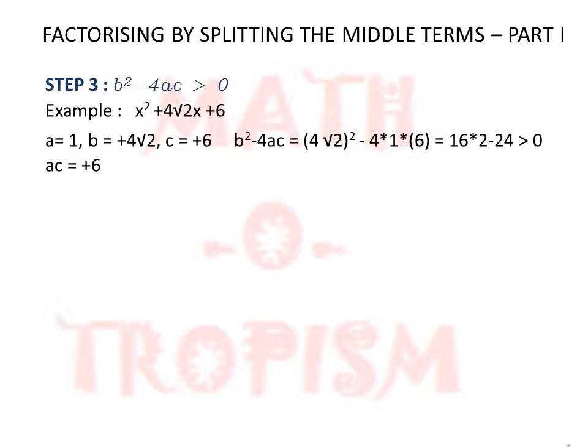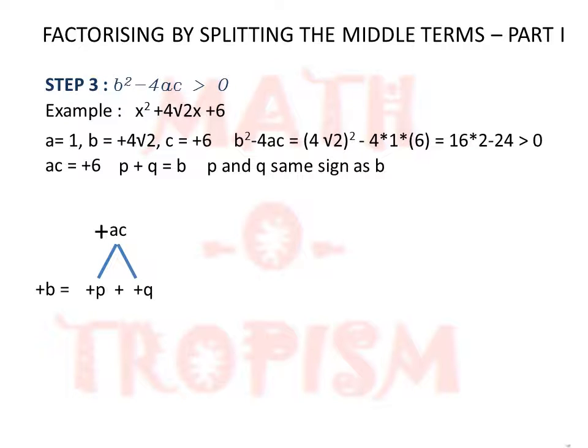So since it is positive, it means both the factors p plus q should give me b, and all three will be of the same sign. So if b is positive here, it means p and q are also going to be positive. Now the next step is I factorize ac, which is 6. I get 2 into 3. So I write 6 is equal to 1 into 2 into 3.